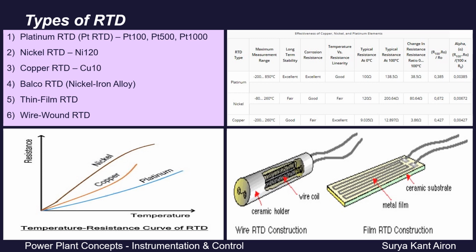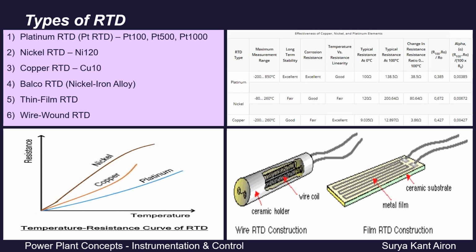Now coming to the types of RTDs. Basically, RTDs come in various types, distinguished by the material used, the temperature coefficient of resistance, and the nominal resistance at 0 degree centigrade. The most common types include the platinum RTDs. So our first type of RTD based on material construction is platinum RTD, and again in platinum we have three versions: PT100, PT500, and PT1000. This PT100 is the most widely used type, where the resistance is 100 ohms at 0 degree centigrade.